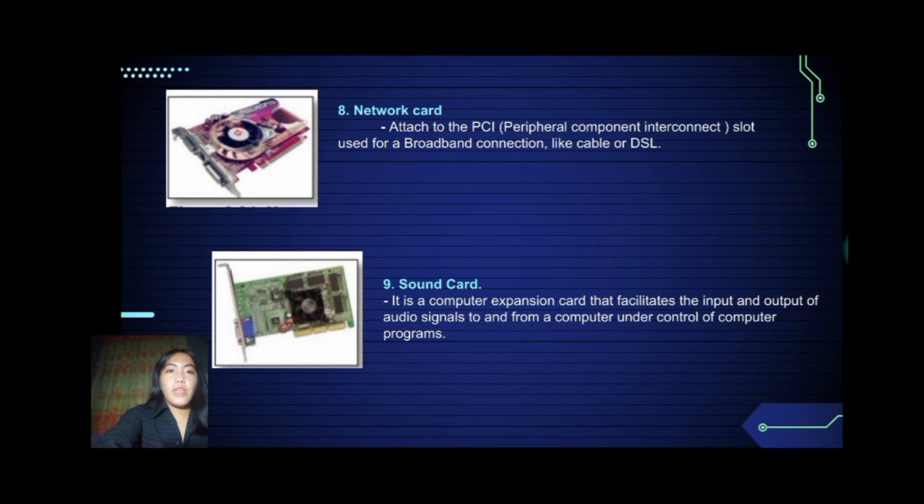Number 8. Network card. A network card, also known as a network interface card or NIC, or Ethernet card. It's a hardware component that allows a computer to physically connect to a network. 9. Sound card. A sound card is an expansion card commonly used in computers to enable the input and output of audio signals. It allows the computer to process and produce sound, including playing music, games, videos, and other multimedia content.